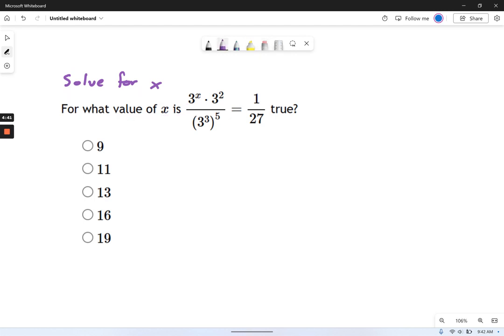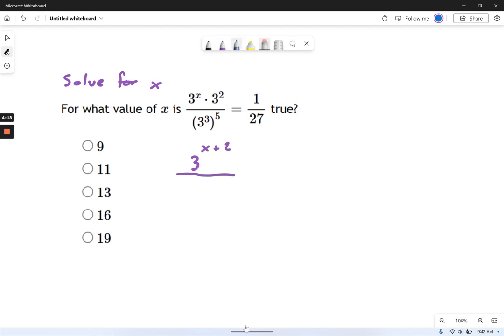Now, what you're going to need to know is how exponents operate. And I'm going to show you how to rewrite this fraction on the left, so we can solve this equation pretty easily. See that 3 to the x times 3 to the 2? If you remember properties of exponents, this is 3 to the x plus 2.